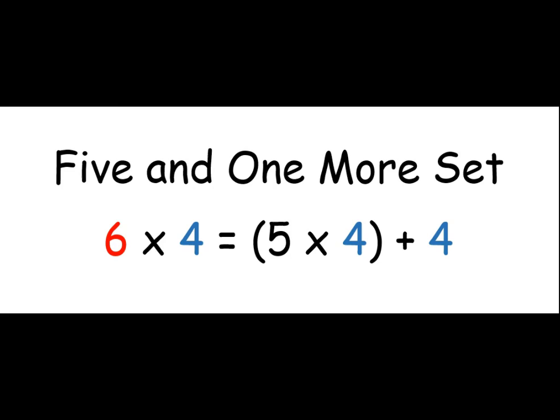The next strategy is called 5 and one more set. In order to find 6 times the number, I can think of 5 times the same number and add one more set. So 6 times 4 can be thought of as 5 times 4, which is 20, plus 4 more, which is 24. So 6 times 4 is 24.